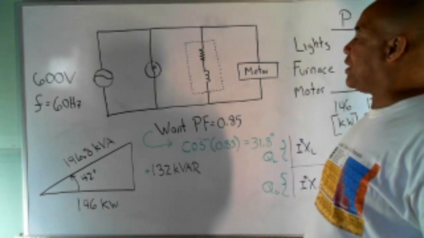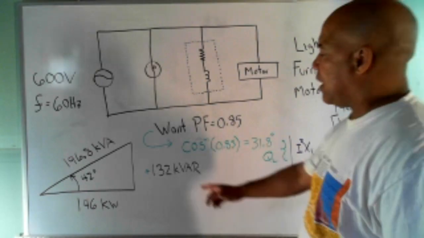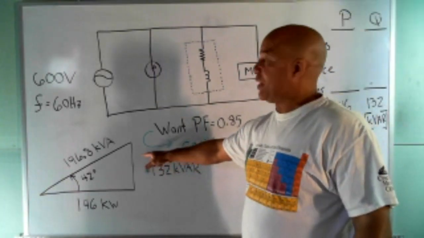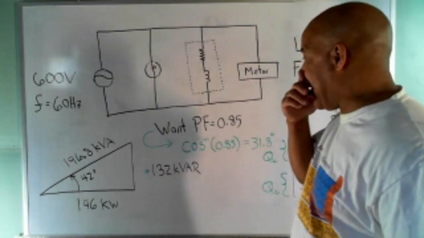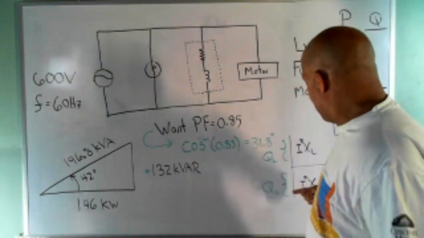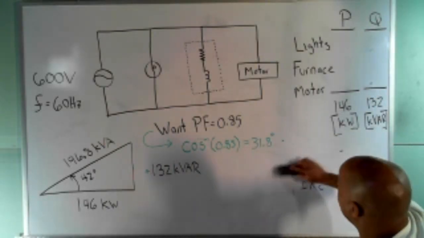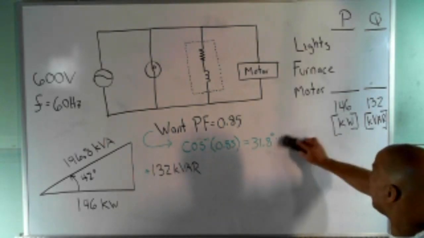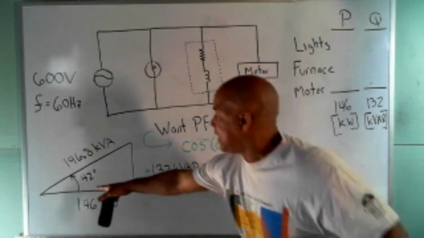But let's go through it together. What I was talking about last time was, here is the power triangle that represents the system as it is right now. Now what we want is to raise the power factor. Let me put my other diagram back up here. We want to raise the power factor. Now, you got to remember, raising the power factor decreases this angle right here.